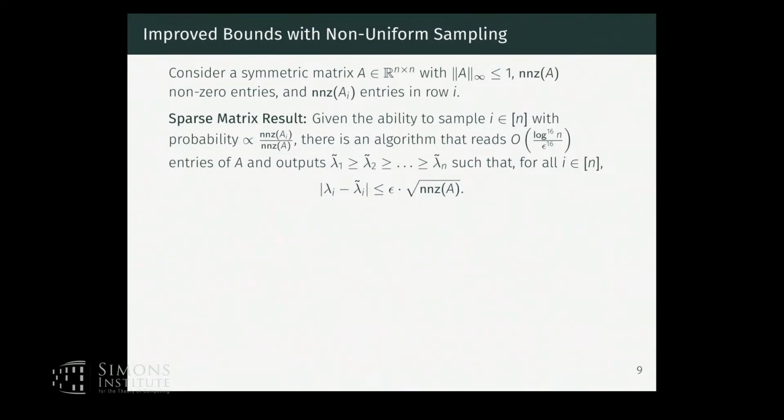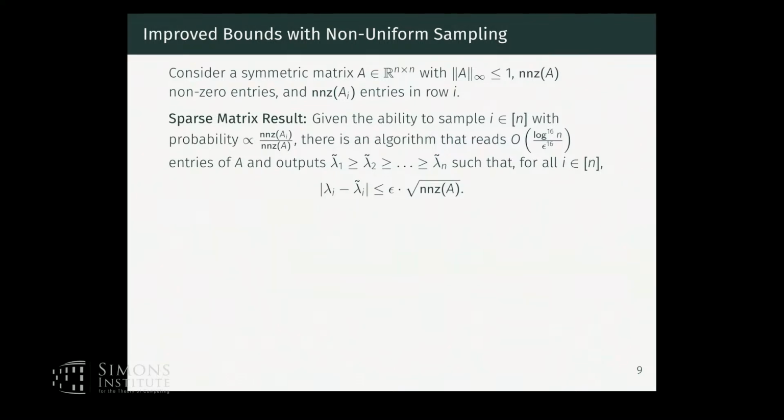Think about a sparse adjacency matrix of a graph. Typically, nnz(A) is way, way less than n squared. Let's say nnz(A_i) is the number of entries in row i, and let's say that I can sample an index i proportional to nnz(A_i). This is pretty simple to do.